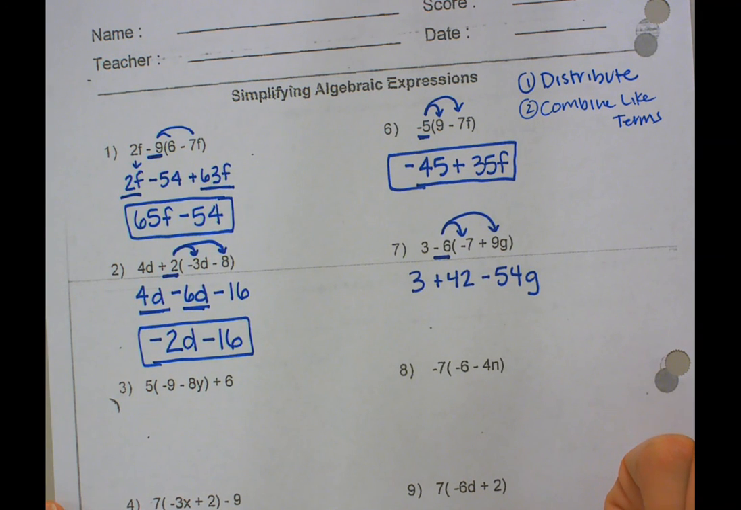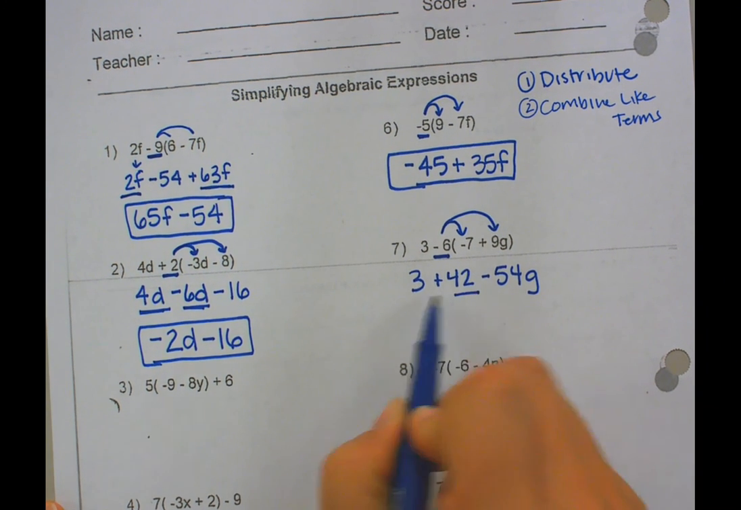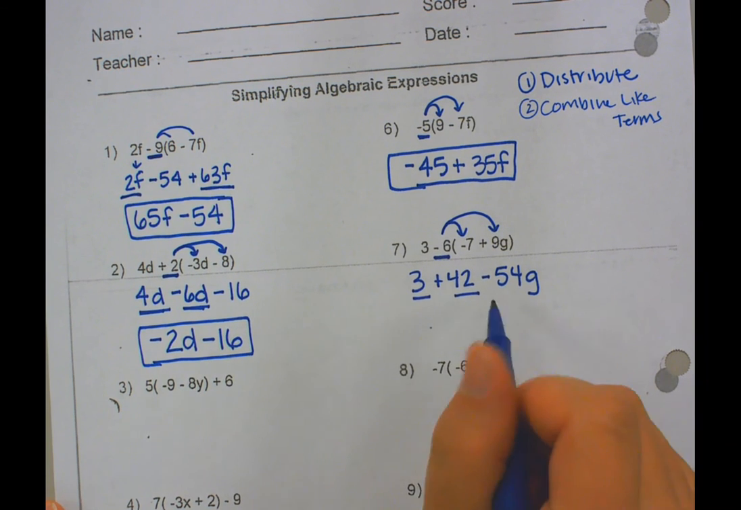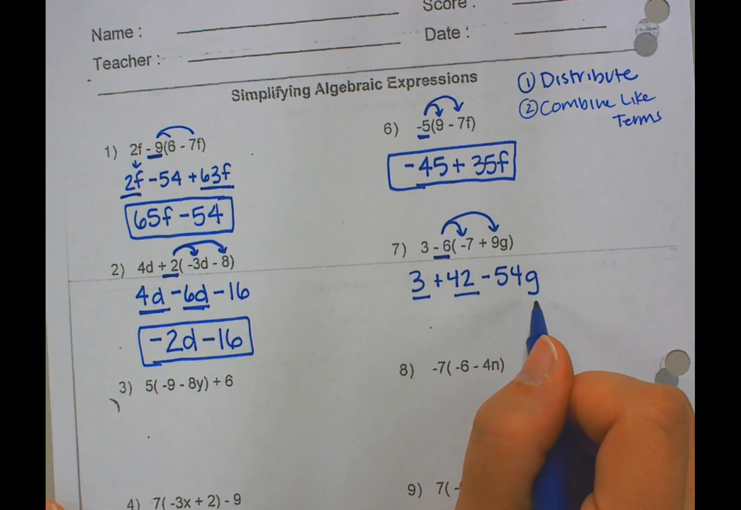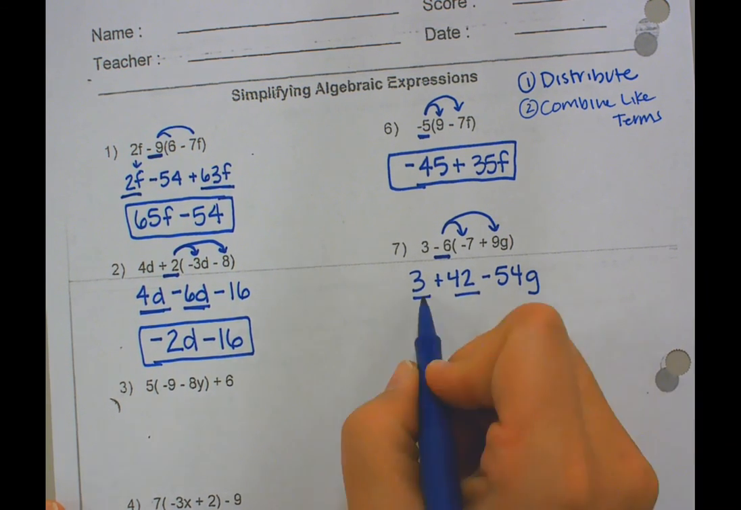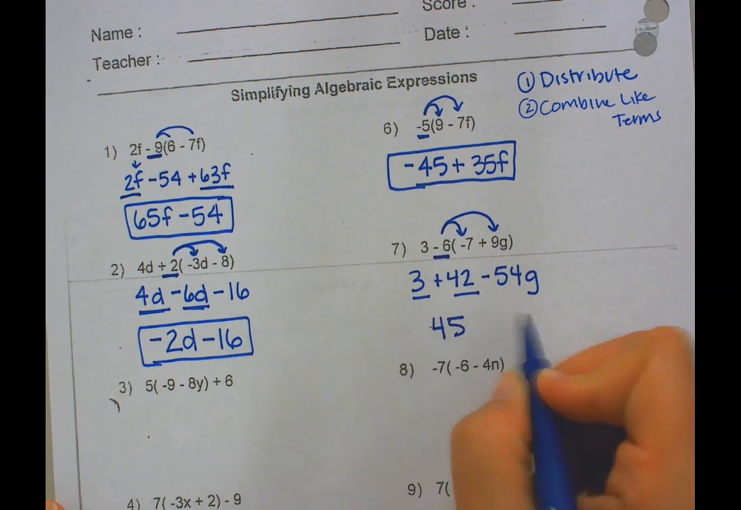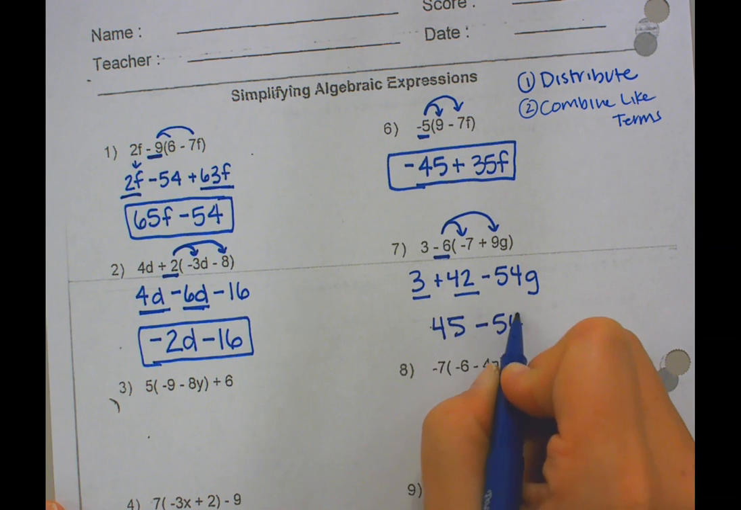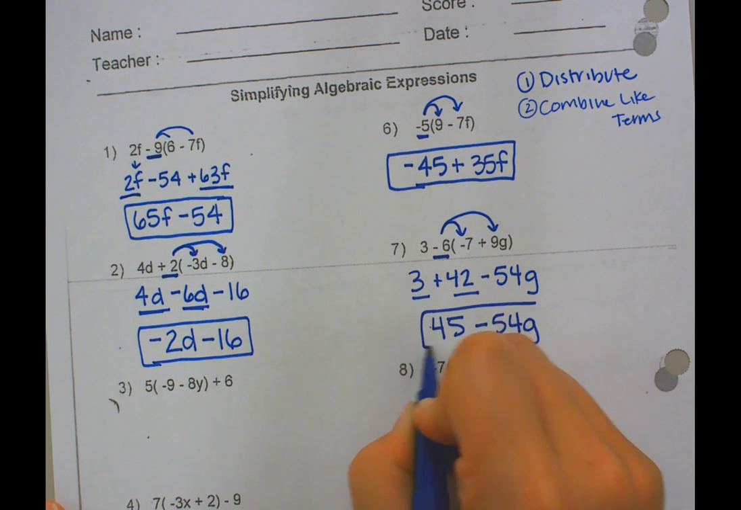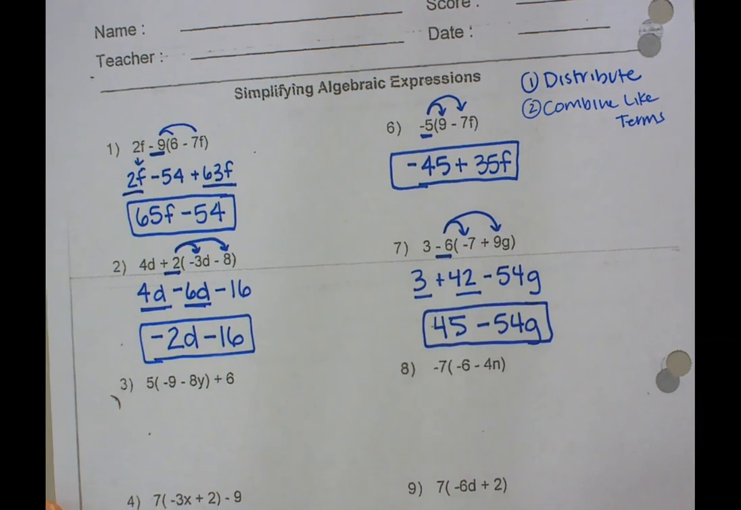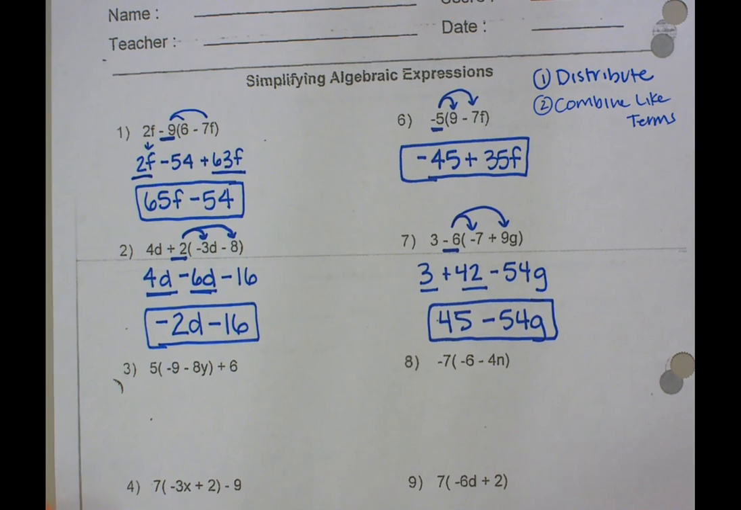So I distributed first to get rid of my parentheses, and now I combine like terms. So these are just numbers, so I can combine those. I can't combine the one with the letter. That's a different type of term. But I can combine 3 plus 42 to get 45, and then I just bring down the term that I couldn't combine, so minus 54g. And that would be my answer. So hopefully going over those 4 examples will help you solve those last 6 on your own.